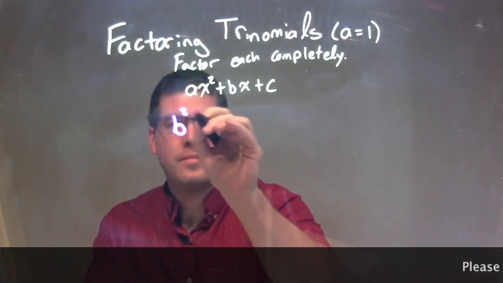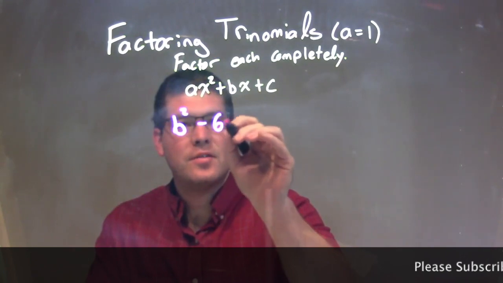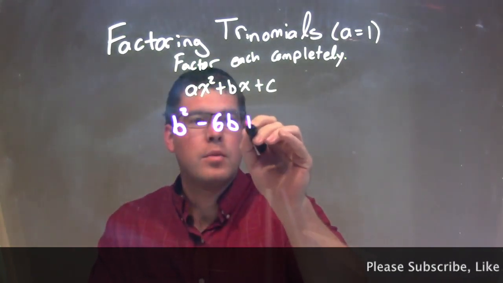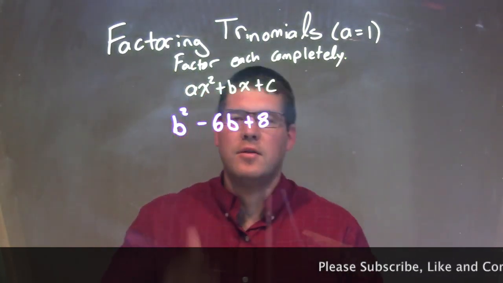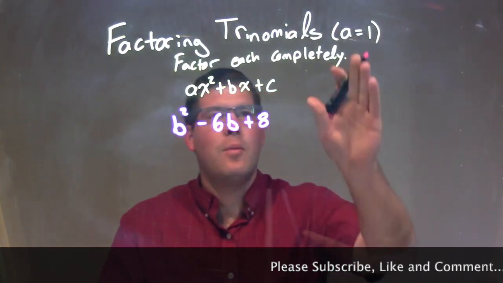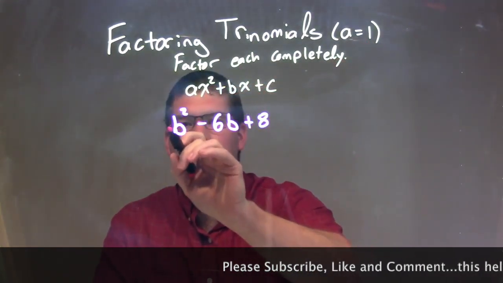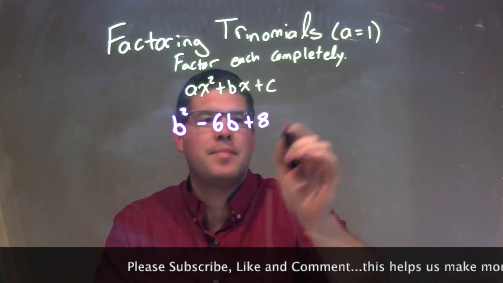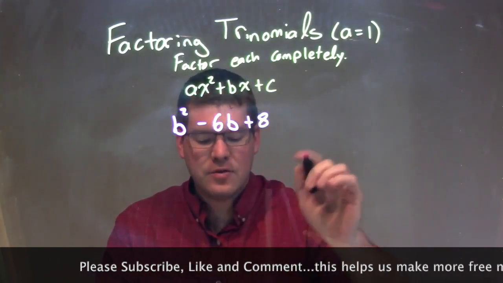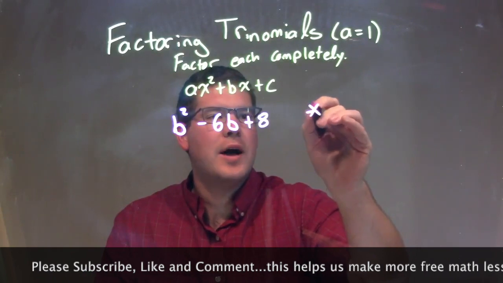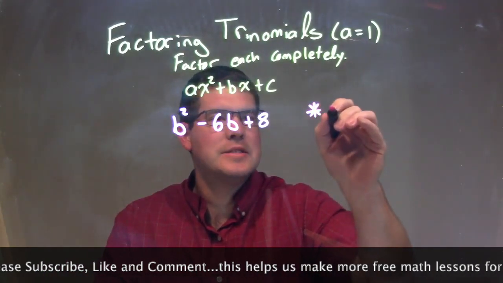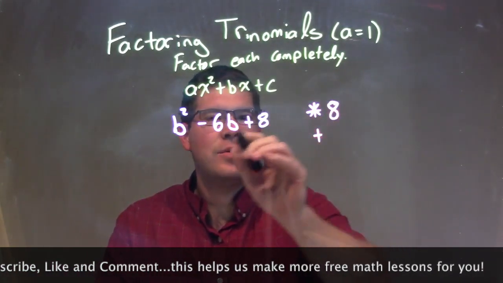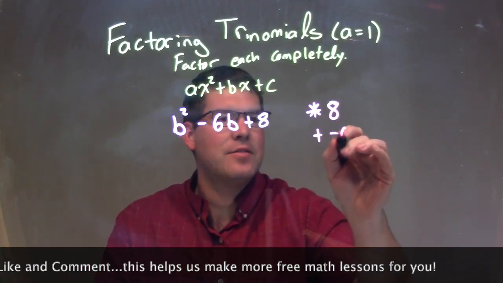b squared minus 6b plus 8. All right, so our variable is b here, and we have an a value, that's 1. That's the coefficient right in front of our variable squared. Since we have that, we have to ask ourselves this question: what multiplies to be my c value, which is 8, but adds to be this b value, a negative 6?